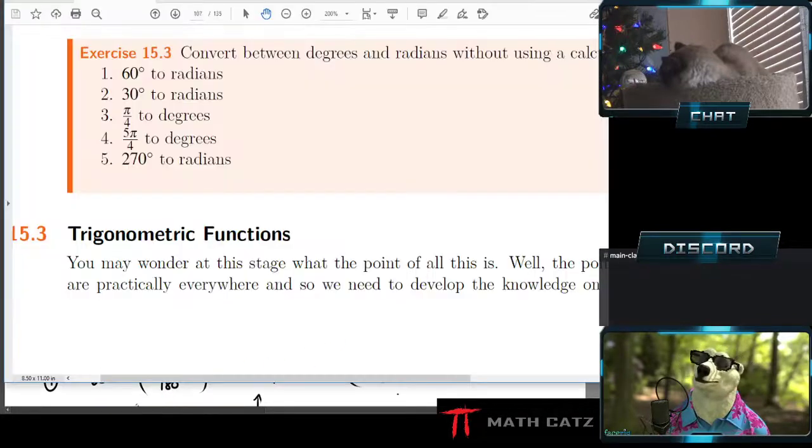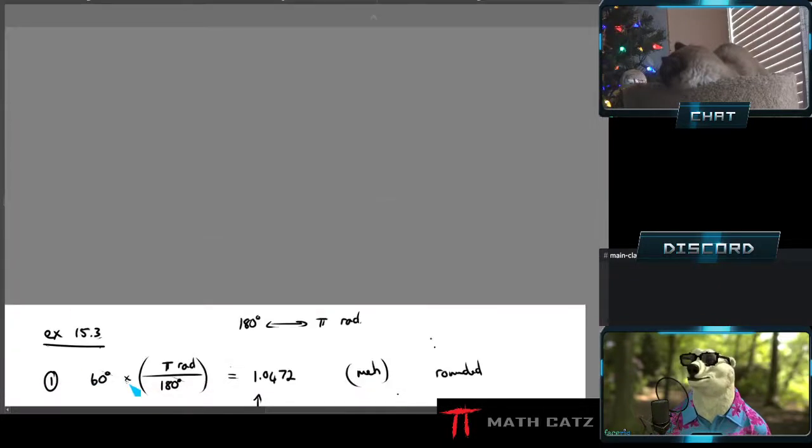So 60 degrees, that's our first one, right? 60 degrees. I then have to multiply by my reference pair and position these things in the correct way so that the degree unit cancels. It's a little circle at the top. The degree unit cancels, and I'm left with radians. 60 times pi over 180, and I get the decimal number. That's actually, of course, non-terminating. I have to round it.